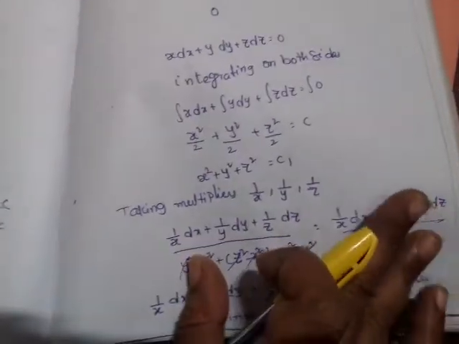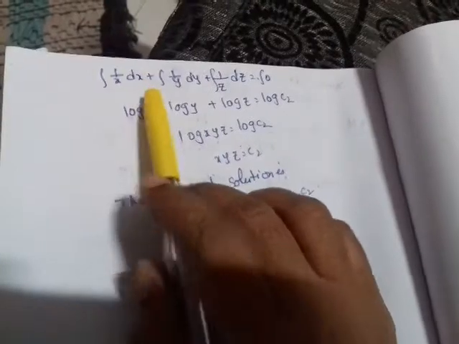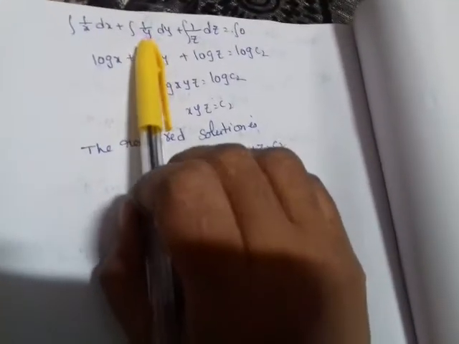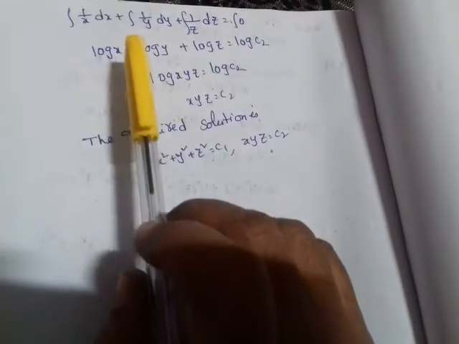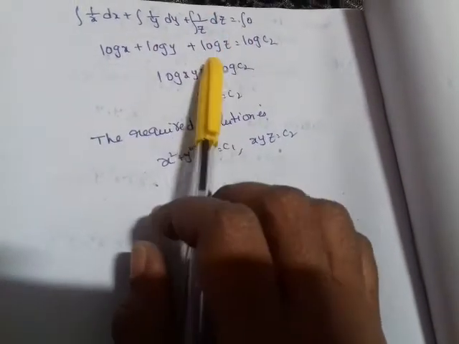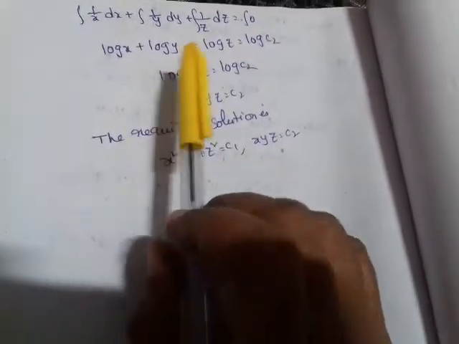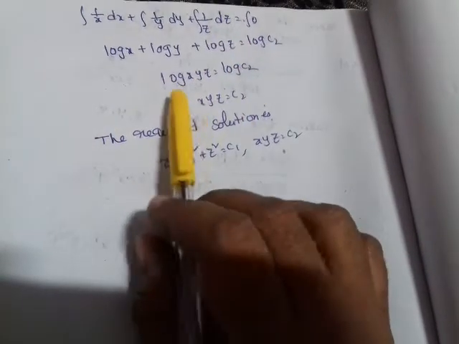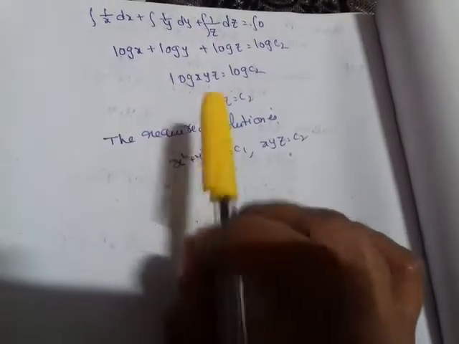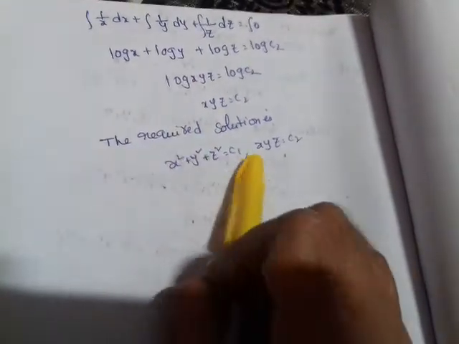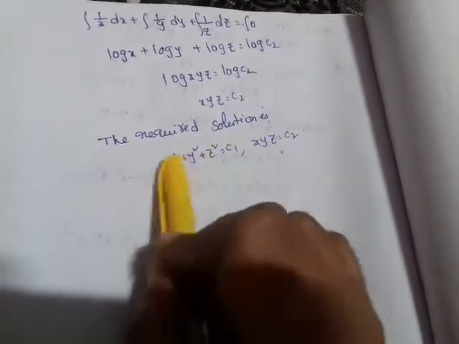Integrating on both sides, integral 1 by x dx plus integral 1 by y dy plus integral 1 by z dz is equal to integral 0. So log x plus log y plus log z is equal to log c2. So log a plus log b plus log c, that is log abc, so log xyz is equal to log c2. So xyz is equal to c2. So the first one is one solution and the second one is another solution. These two are the required solutions.